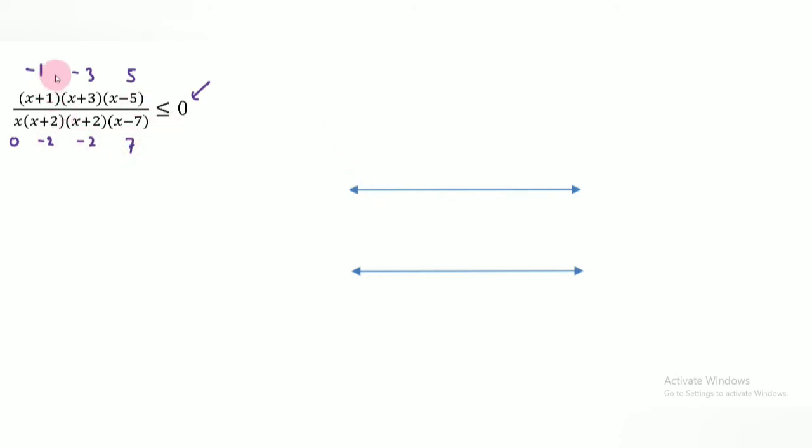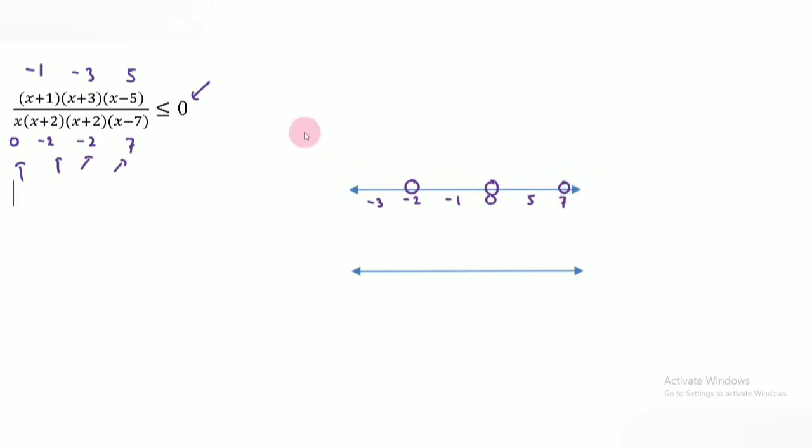Actually, we have a total of 6 different zeros: negative 3, negative 2, negative 1, 0, 5, and 7. Let's go to the denominator. All zeros that come from the denominator must be open circles. So this one is an open circle, and this one is an open circle, and this one is an open circle.